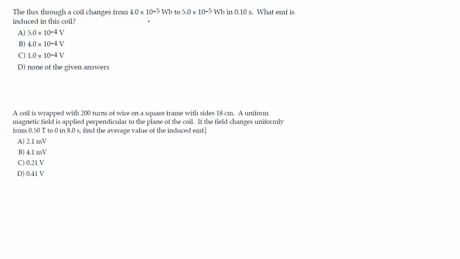So the first one, the flux through a coil changes from this value to this value in 0.1 seconds. What EMF is induced in the coil? We know the equation. EMF is given by negative N delta phi, where delta phi is final minus initial, divided by the time taken. Since we only have one coil, N will be 1. Even if you calculate without this negative sign, it doesn't matter. The negative sign kind of tells you the direction.